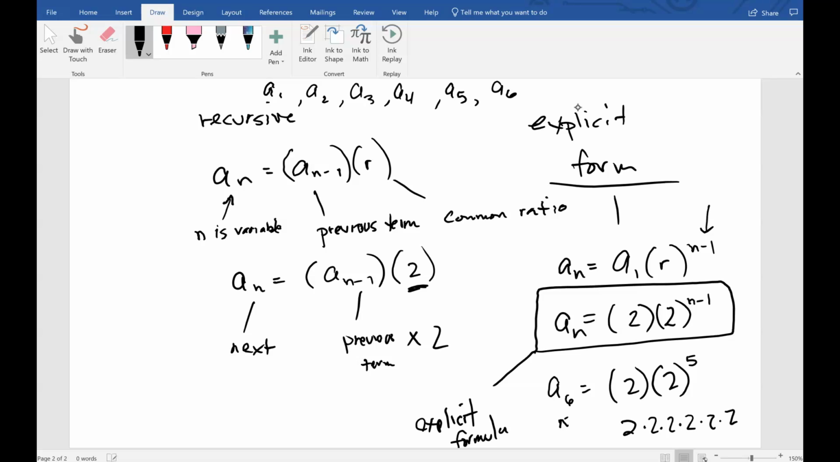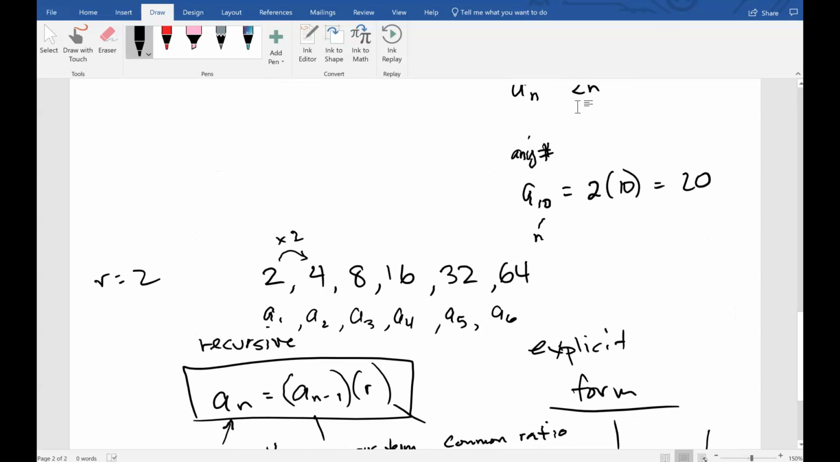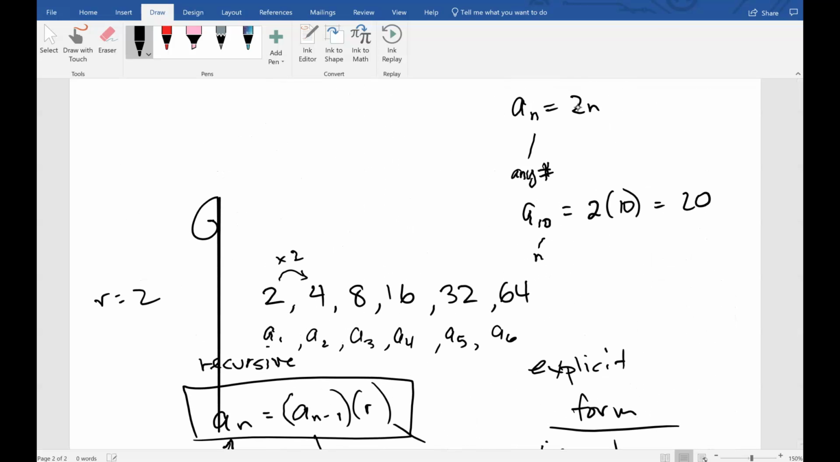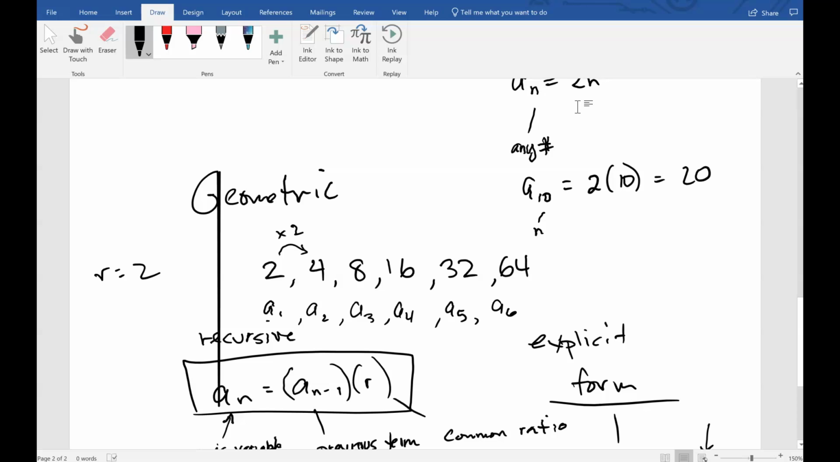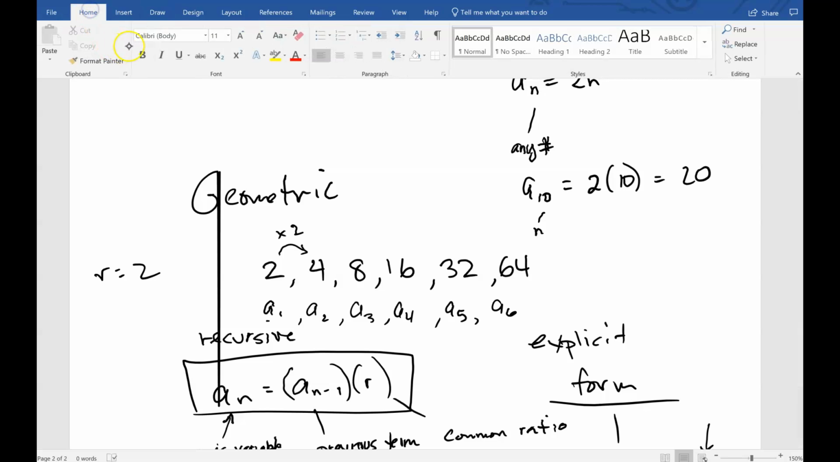Okay, so now we've defined the recursive formula for a geometric sequence. It takes on this form. We have defined the explicit form for the geometric sequence, and then we've also done the same for the arithmetic sequences.